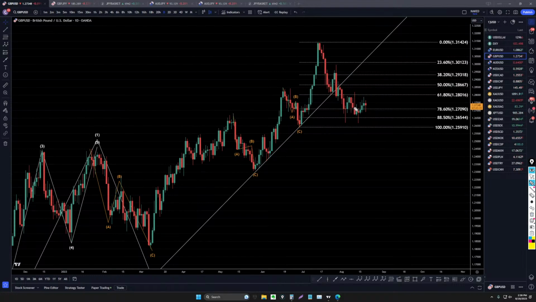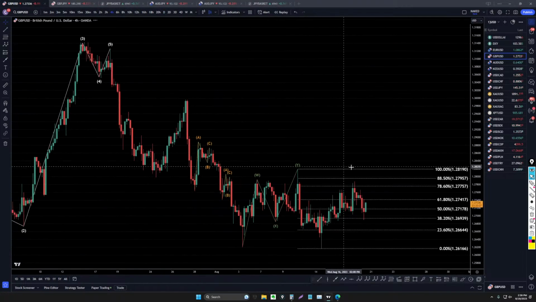Looking at the dollar index, even if it does break this high, it's probably still going to be a correction, and we're probably still going to see another move to the downside, based on what I see on the dollar index at least.